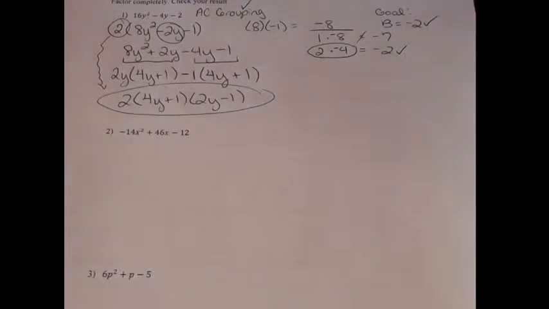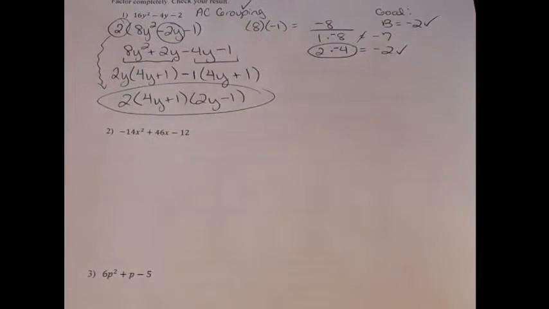Okay, at home, I asked you all to look at problems 2 and 3 from our notes. Let's look at those together and see how your work compares with mine. Let's check it out. We have negative 14x squared plus 46x minus 12.